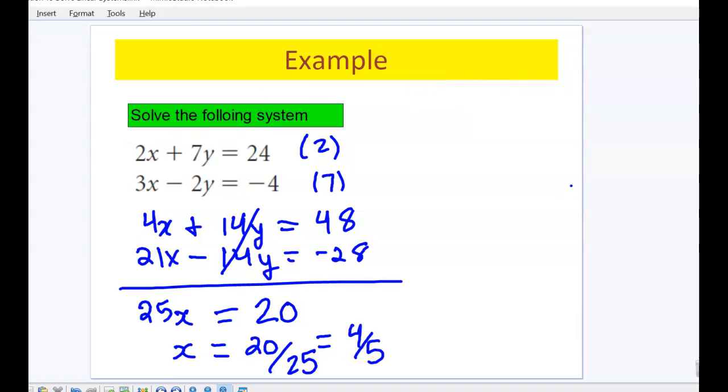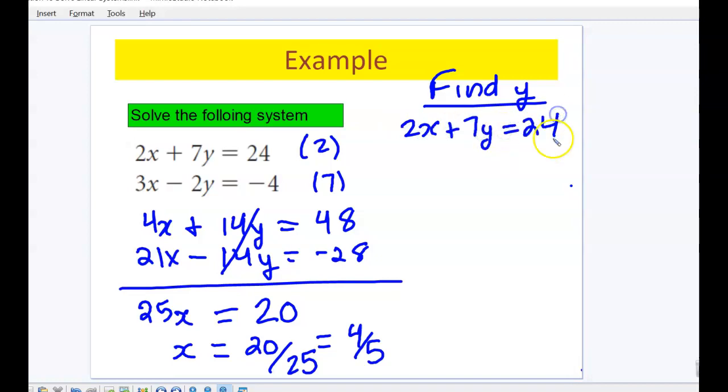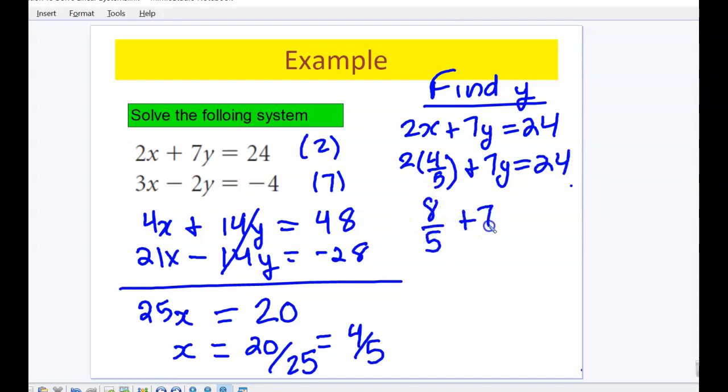And to do that, I can substitute back into either of the equations. So let's take the first one. So I have 2x plus 7y is equal to 24. So I'm going to have 2 times 4/5 plus 7y is equal to 24. So I end up with 8/5 plus 7y is equal to 24.